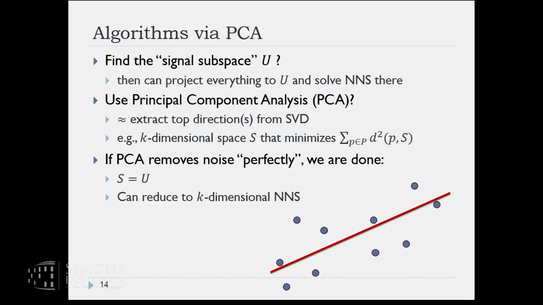So I'm going to use the letter S for what the algorithm gives us, which is the top k-dimensional subspace S. Ideally, it's going to be U. But because of the noise and stuff, it's not going to be exactly U. Okay, so if it were U, then we would be done with this approach.